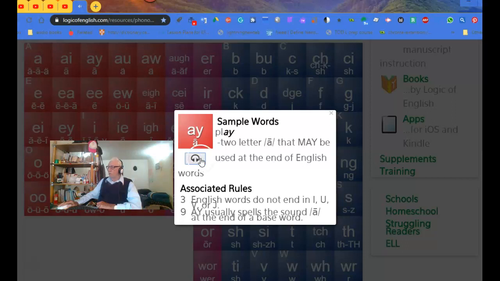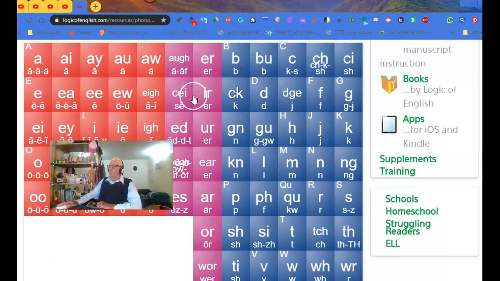Okay, so here are the rules. Here's the word play. I think you know what that is. And another rule: English words do not end in I, U, V, or J. Just reminding you again. And AY usually spells the sound A at the end of a base word. And what is a base word? That's any word that appears in a dictionary. So let's go to the next one.